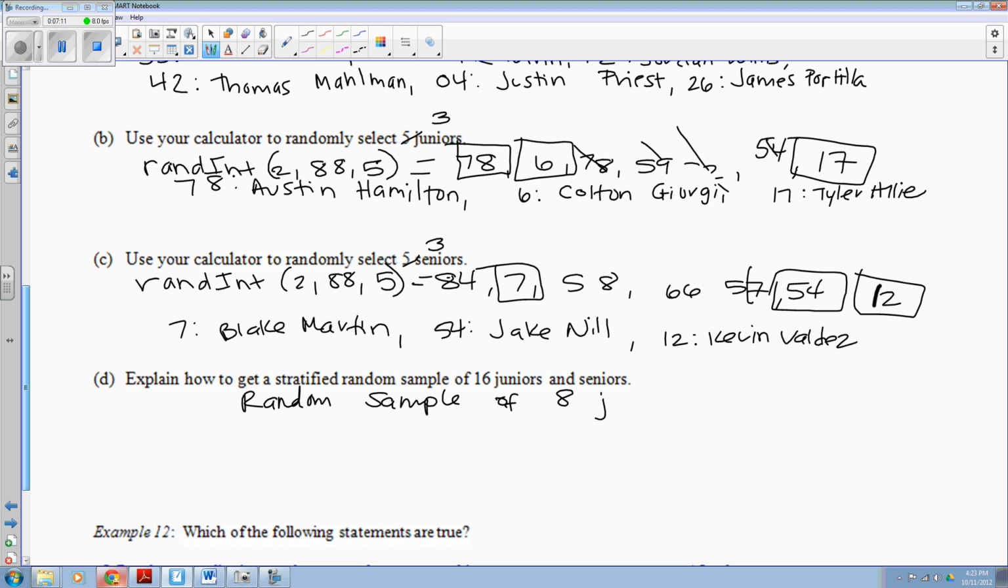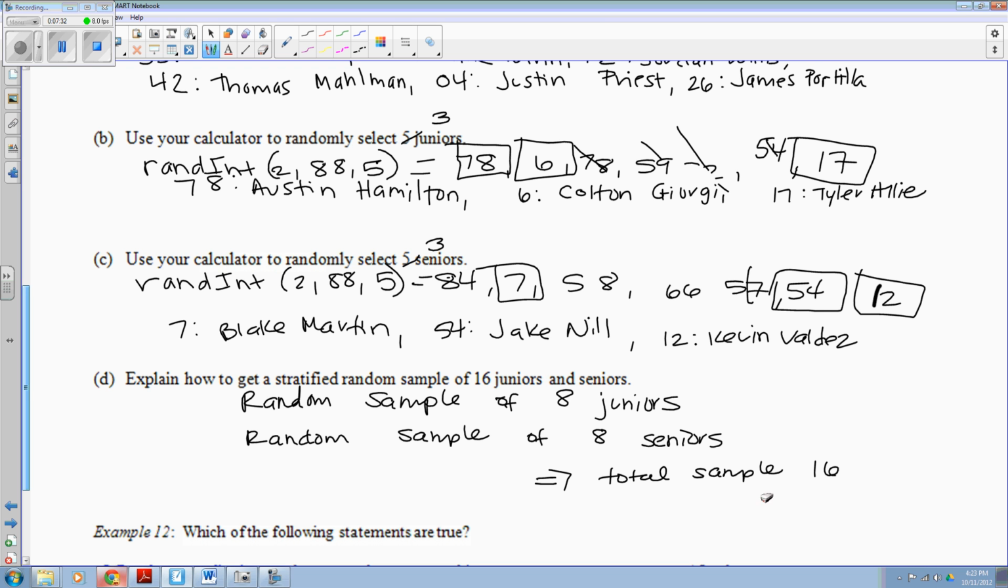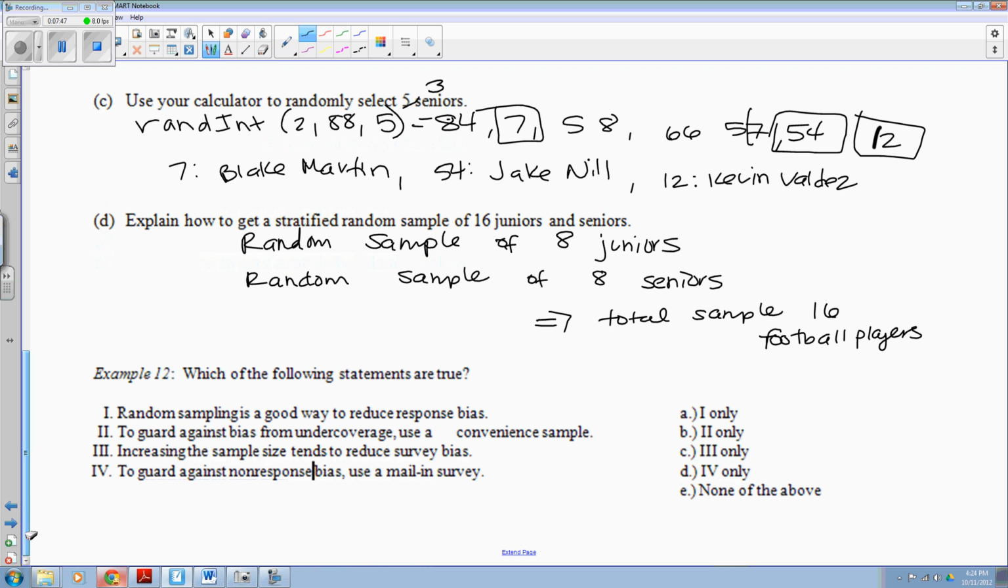of 8 juniors. Let's split up the juniors and seniors and then take a random sample of 8 seniors to get our total sample of 16, in this case, football players who are only juniors and seniors. Okay, so again, it doesn't have to be 8 and 8. You can break it up into any other increment that you want, but that's just one way to do it.